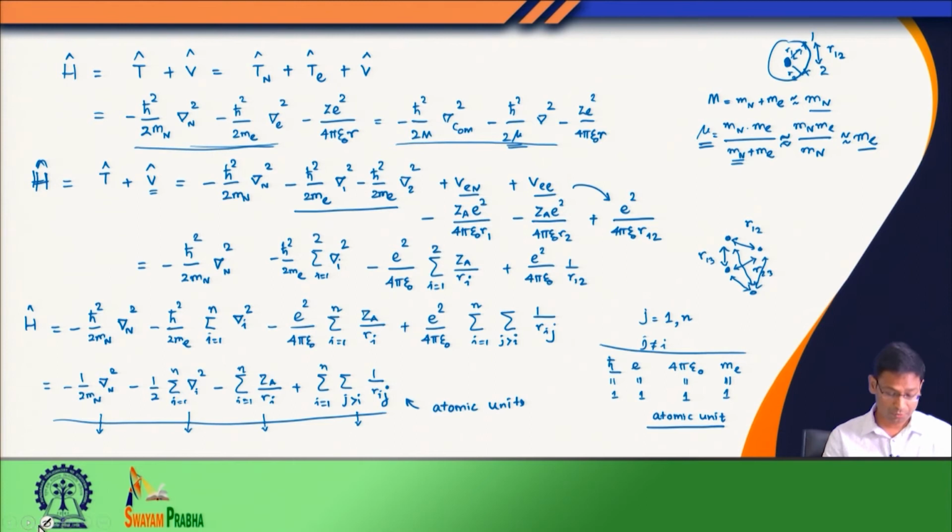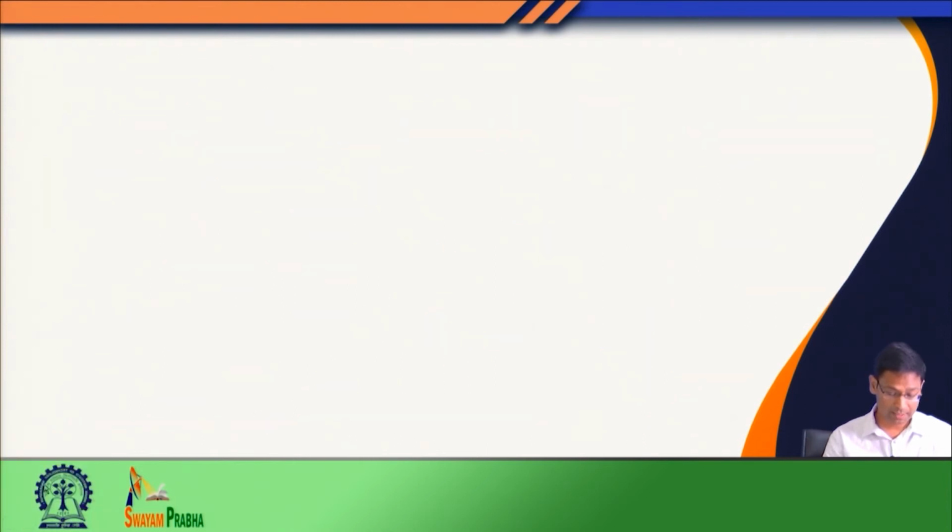Now, what we will do is extend our discussion to molecular systems. In case of an atomic system, of course, we saw that we have more than one electron.